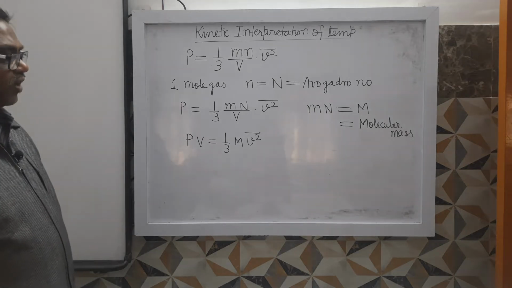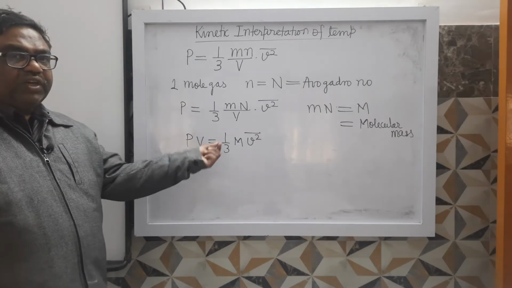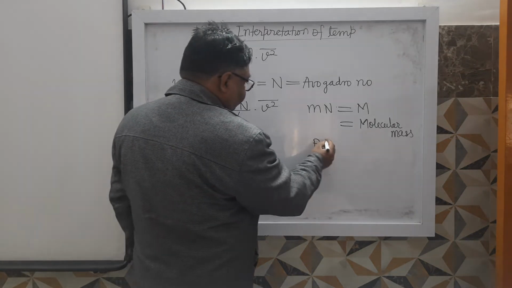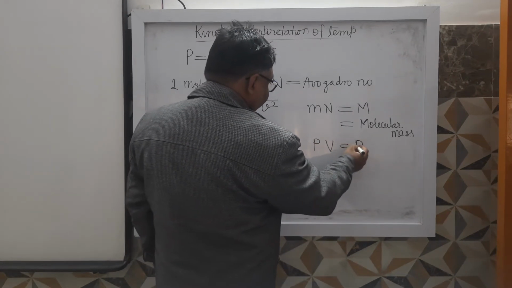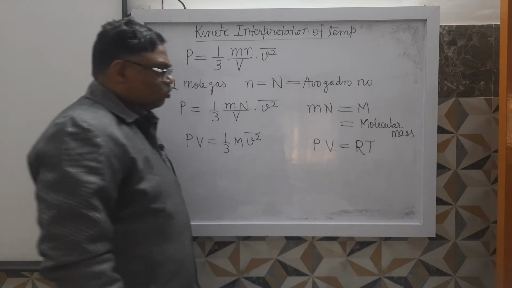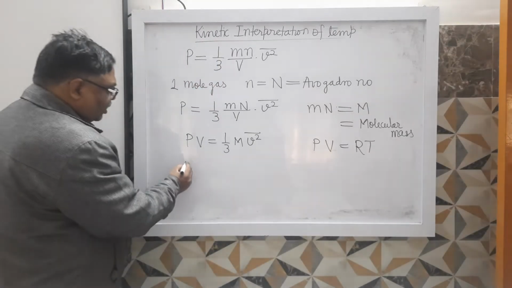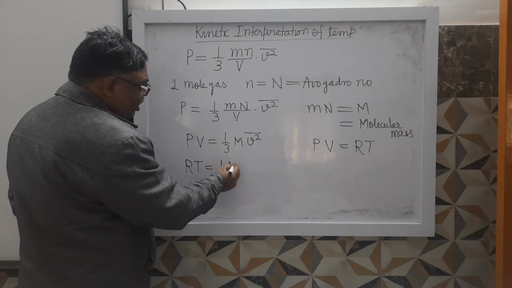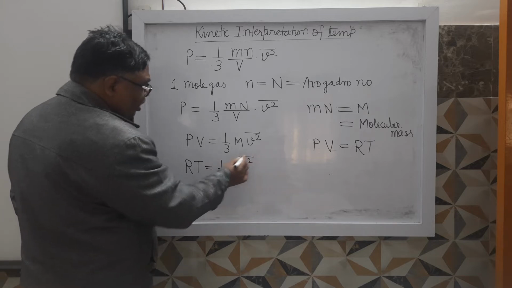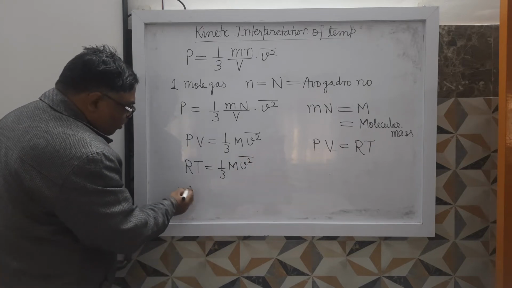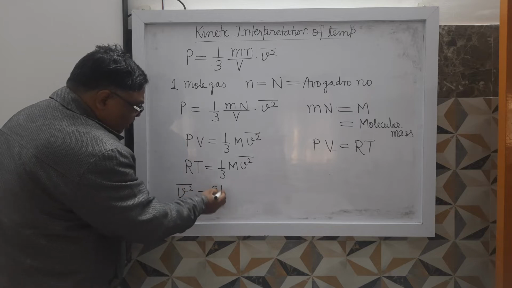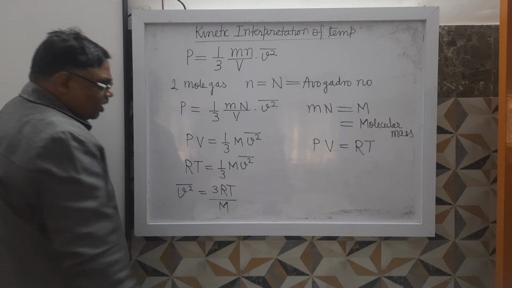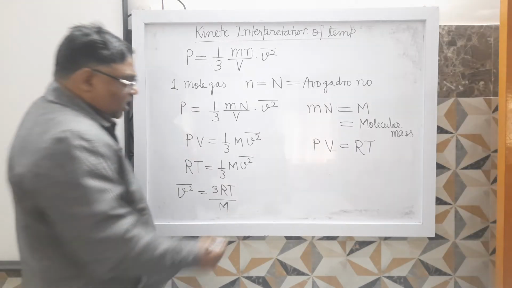So PV equals 1/3 M V square bar. For 1 mole of gas, we already know that PV equals RT. What is the relation of PV with the temperature? For 1 mole, it is PV equals RT. So you can write RT equals 1/3 M V square bar. What will be V square bar? You can see here, it will be 3RT upon M. So what is VRMS?